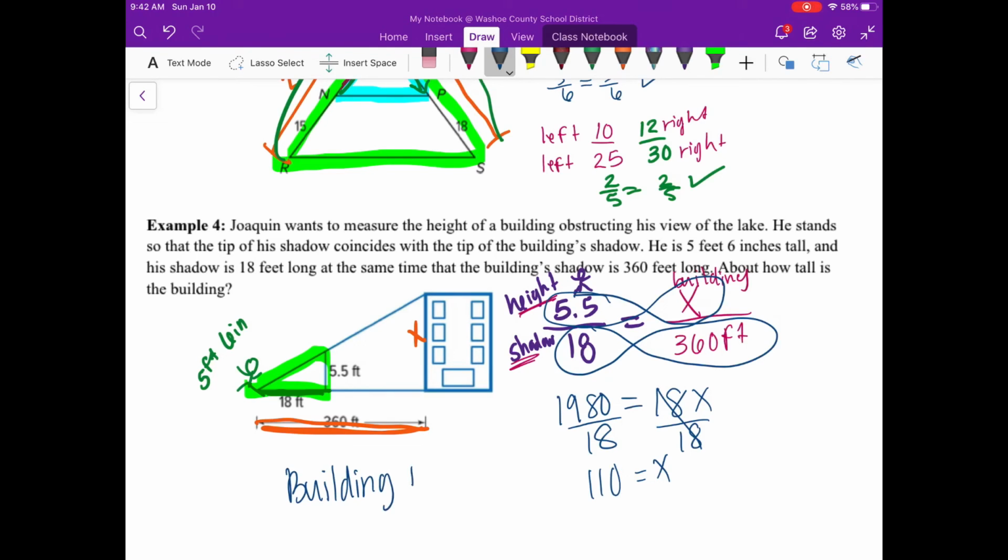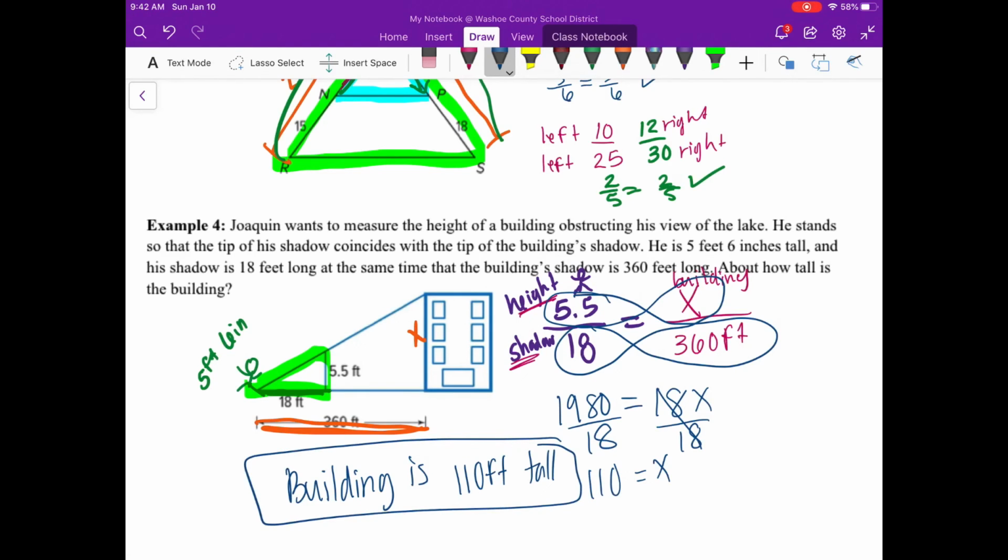So then go back and make sure you're answering the question. This means that the building is 110 feet tall. Okay, and that would be your final answer.